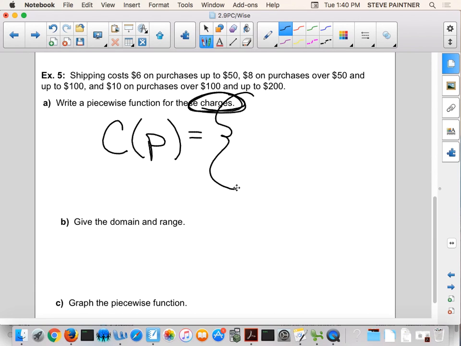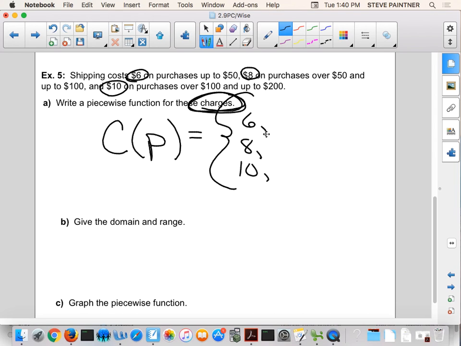Okay, you tell me the 3 answers that could come up. 6, 8, or 10. So here's your function: 6, 8, or 10, with commas. Right now, do you know that it is a step function? Yes. Because it doesn't have what? It doesn't have an x.